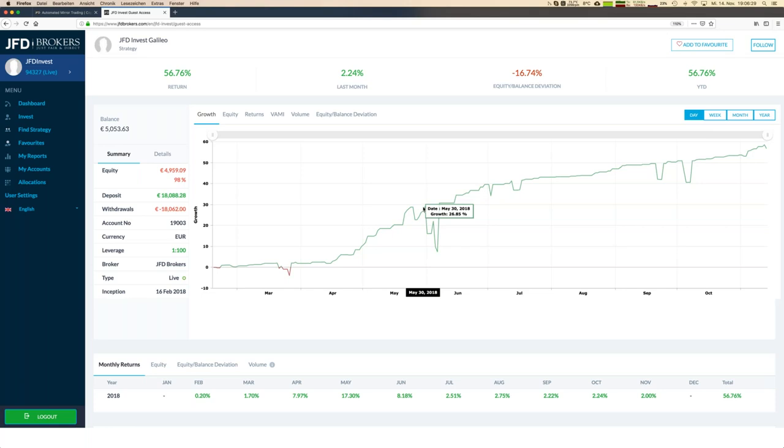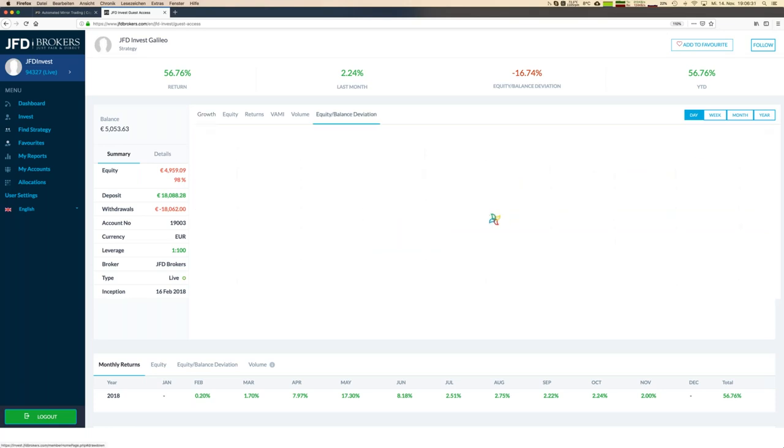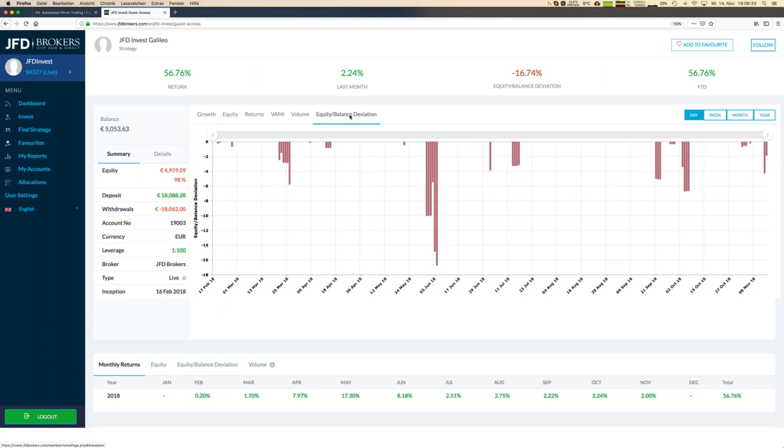And to have that point really on spot, we have that equity balance deviation. And here you can see, okay, there have been floating losses. Okay, yes, 16%. But on the other hand, everything recovered. Why is that so important?